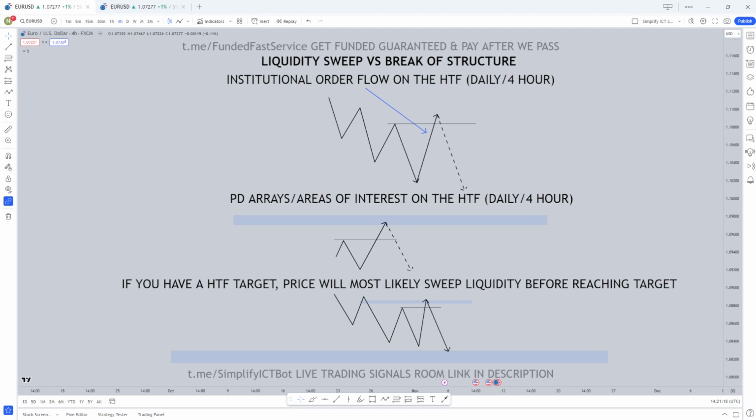If you still don't understand the difference between a liquidity sweep and a break of market structure, this is the video for you. I've had so many people asking me questions about how to spot the difference between a liquidity sweep and a break of market structure because they keep getting faked out. But thanks to my 4 years of trading experience and studying ICT and smart money concepts, these 3 simple steps will definitely save you from getting faked out in the markets.